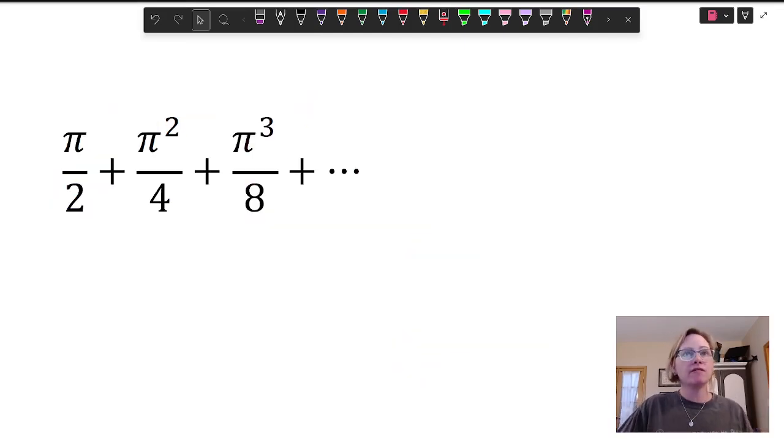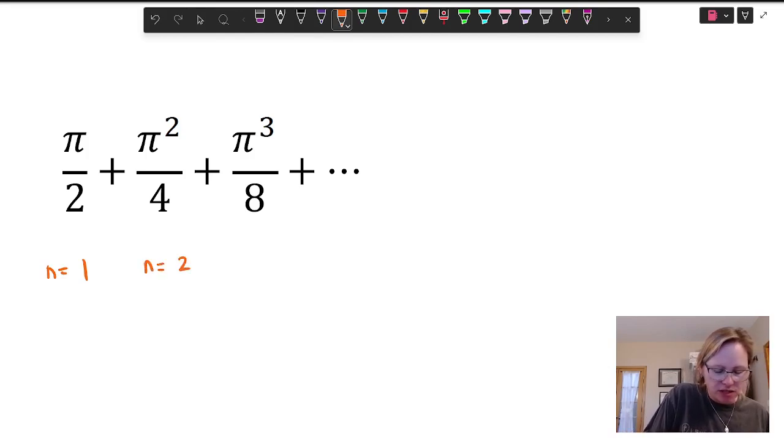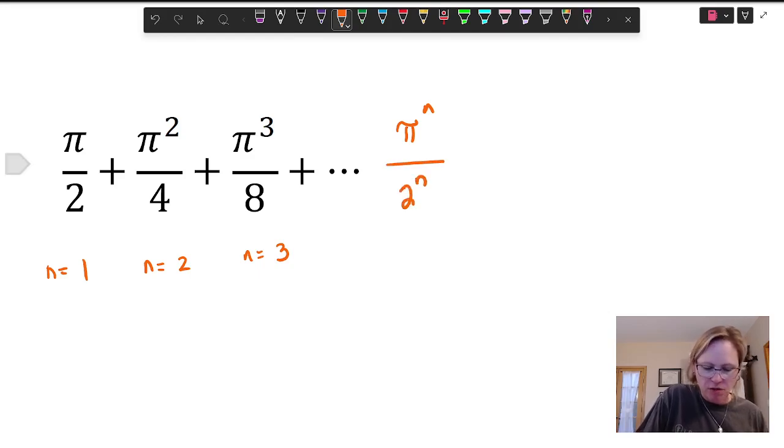So what happens when we have a series that is not necessarily written in sigma notation? Well, what we want to do is try to figure out what is the rule that's generating these terms. So I always start out by saying, all right, well, this must be n equals 1, this must be n equals 2, this must be n equals 3. And so I look at the top and the bottom and try to figure out those patterns. The top seems to be pi to the nth power. The bottom seems to be 2 to the nth power.